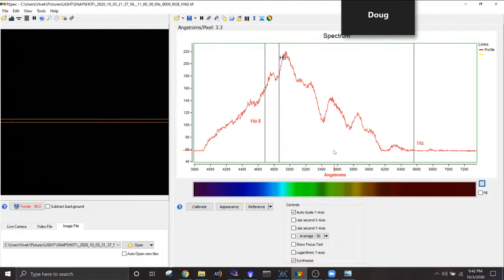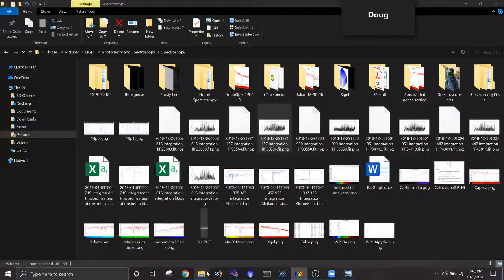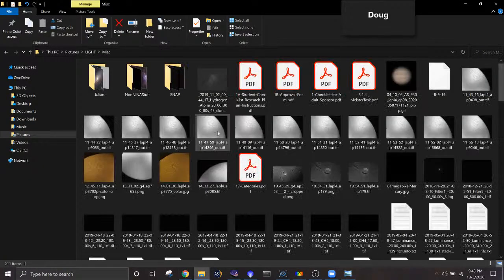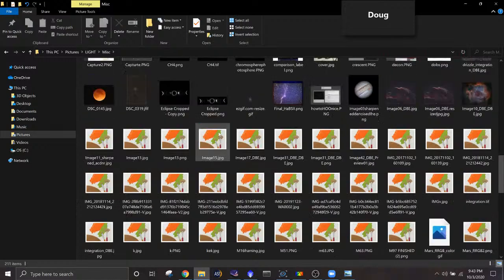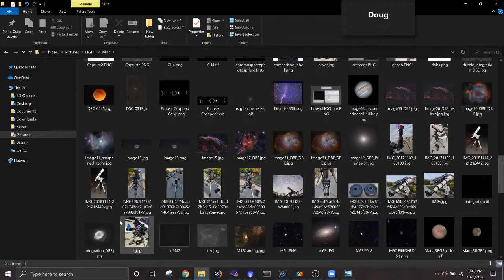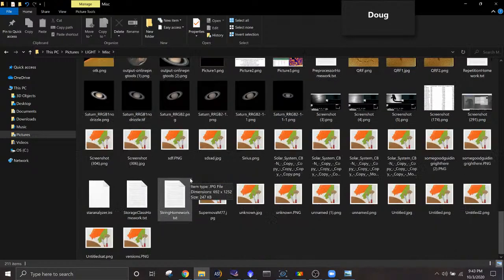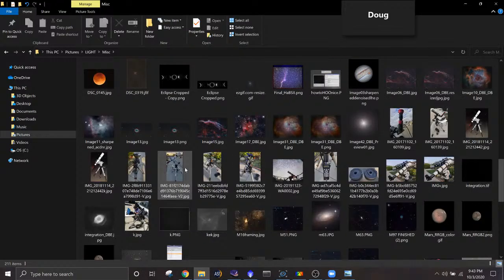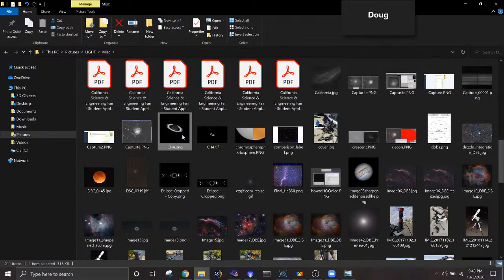That would make some interesting planetary photography too. I can show that, but it's deep in the annals of what I have. Let's see if I have a Saturn in here. Oh, here we are, CH4.